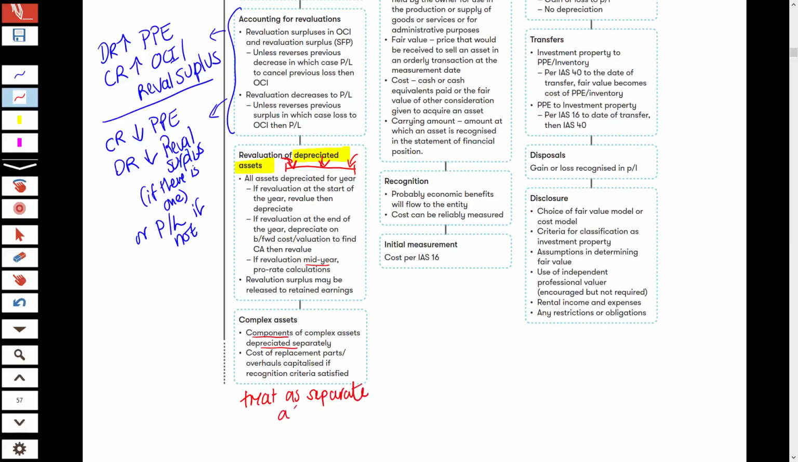For example, a plane: the seats, our interiors, the engines. We treat those as 3 different assets with 3 different useful lives, and when we overhaul them, then we would just dispose of them and recognise the new ones. And that's all we're talking about there.